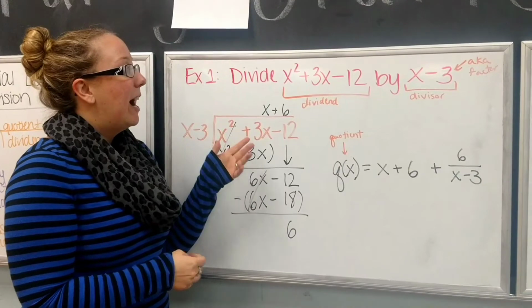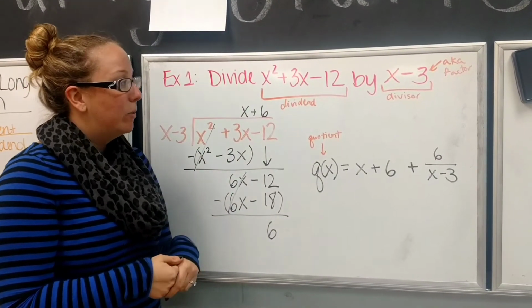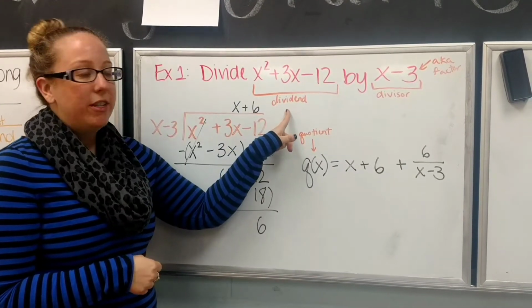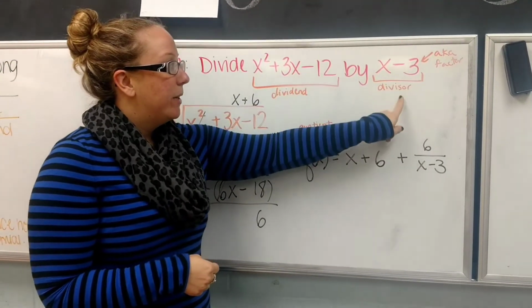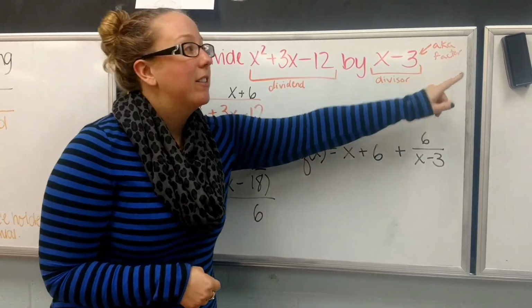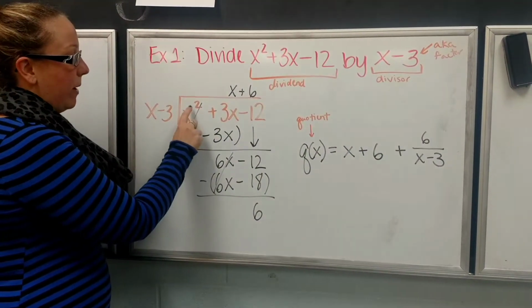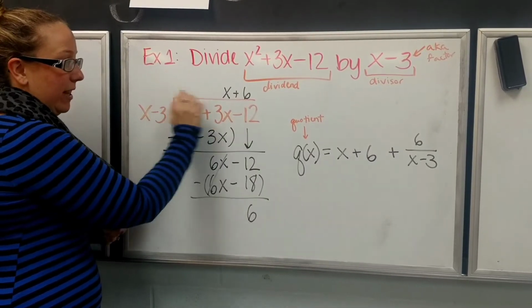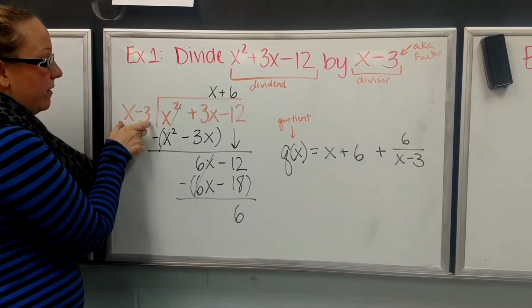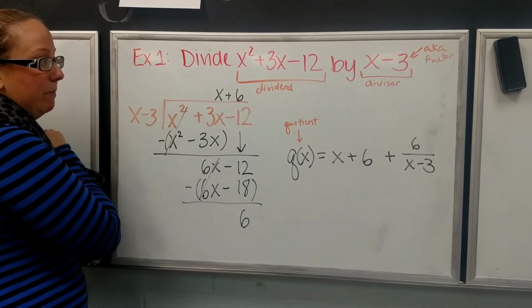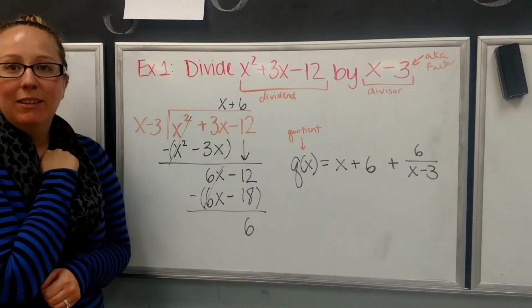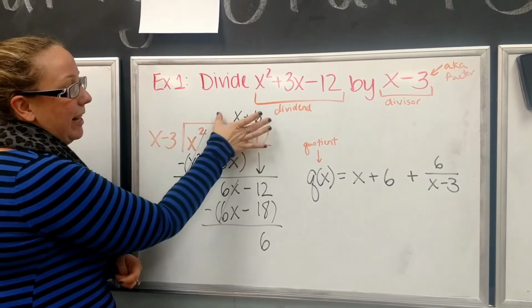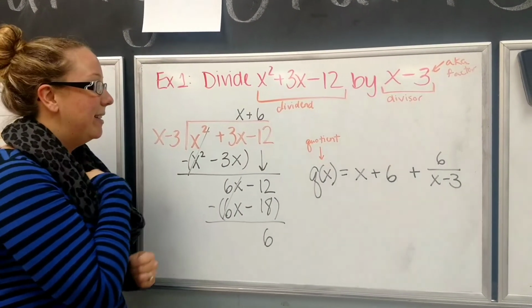Example 1 says divide x squared plus 3x minus 12 by x minus 3. X squared plus 3x minus 12 is your dividend, and then x minus 3 is your divisor, or a factor. So when you set it up, you have x squared plus 3x minus 12 as your dividend right here underneath this, and x minus 3 is your divisor out here. Which is not always a factor, but sometimes a factor only if your remainder is 0. And when you divide, you're going to get your quotient up top, like we saw in the VICs.